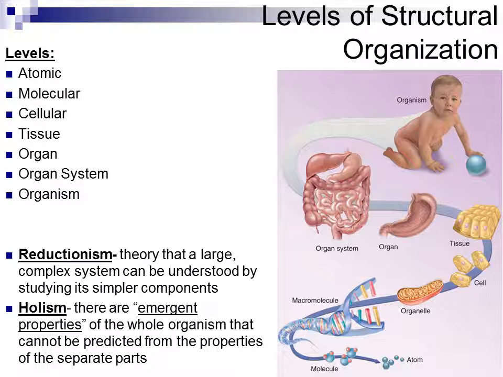We start at the basic levels because it is easier to understand complex systems by studying its simpler components, a theory known as reductionism. And as you have already seen by how difficult it was to even define life, a living organism is an extremely complex system.